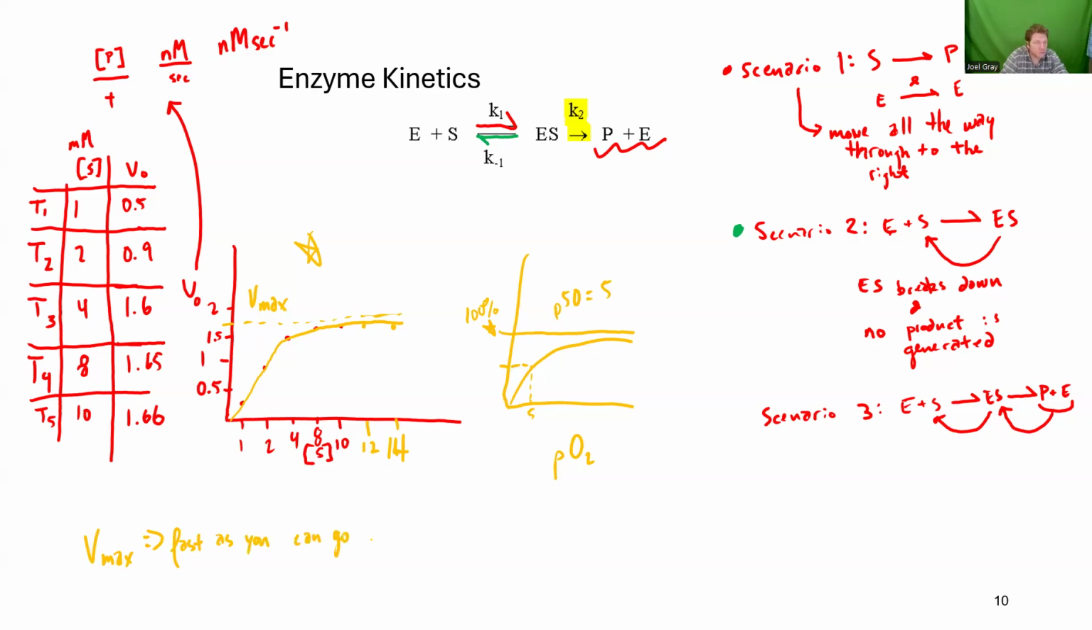And so as fast as you can go, let's say that this is, I don't know, let's call it 1.70. And then our product might be nanomolar per second. Just as a little bit of an aside, I use millimolar for my substrate concentration, and I used nanomolar in my velocity. Was that intentional? It was.